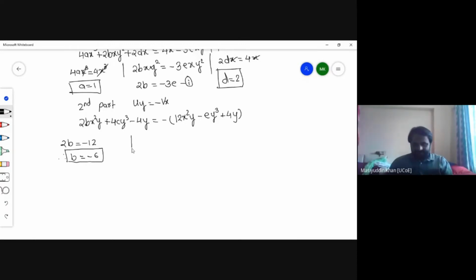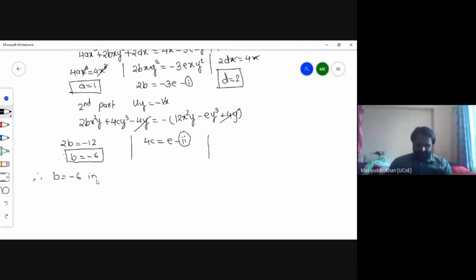Similarly, you can see that 4c is minus minus this part, y cube, so 4c is equal to e. We can call this equation number 2. And the last one, this part gets cancelled because of the same terms. Okay, now we'll move ahead with this part. b is equal to minus 6.